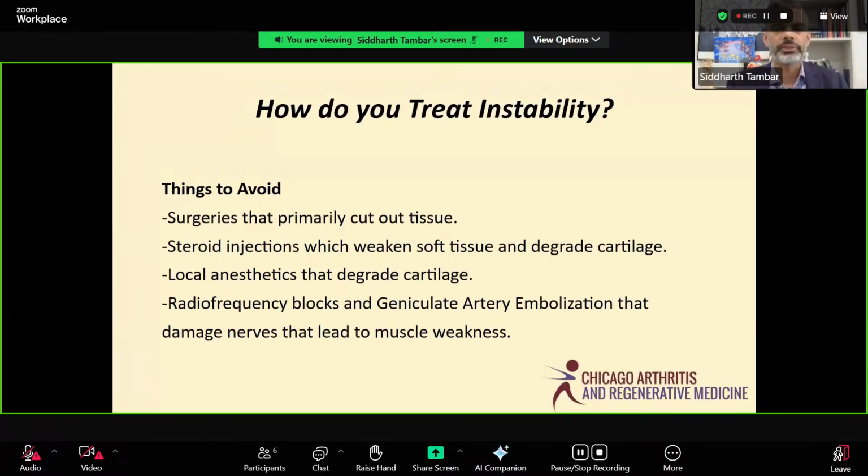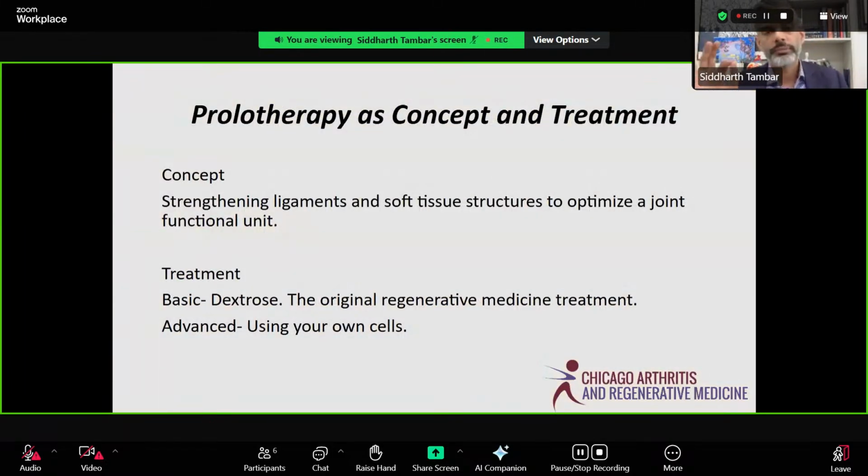It's called proprioception. So prolotherapy as a concept means that we strengthen the soft tissue structures around the joint to optimize the functional unit to overall improve function and pain. As a treatment concept, dextrose prolotherapy is where we take a concentration of sugar water and inject that into those ligaments. That is the original regenerative medicine treatment that's been around since the 50s. It's a milder treatment. It can help. It generally takes multiple treatments.